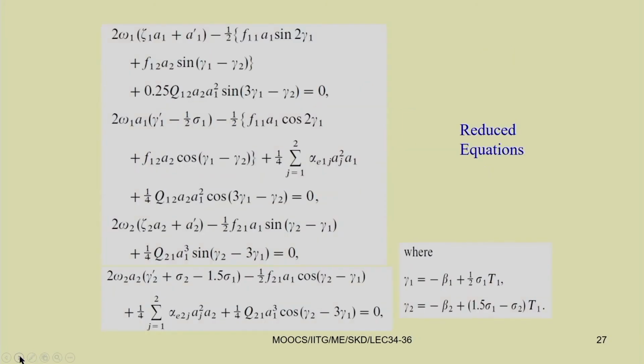So, these are the set of reduced equations that we got. This is 1, 2, 3 and 4, as we have taken 2 modes, that is why we have 4 equations. A1 and A2 are the response amplitudes of the first and second mode, and gamma 1 and gamma 2 are the phases of the first and second mode. This way we can find the reduced equations.